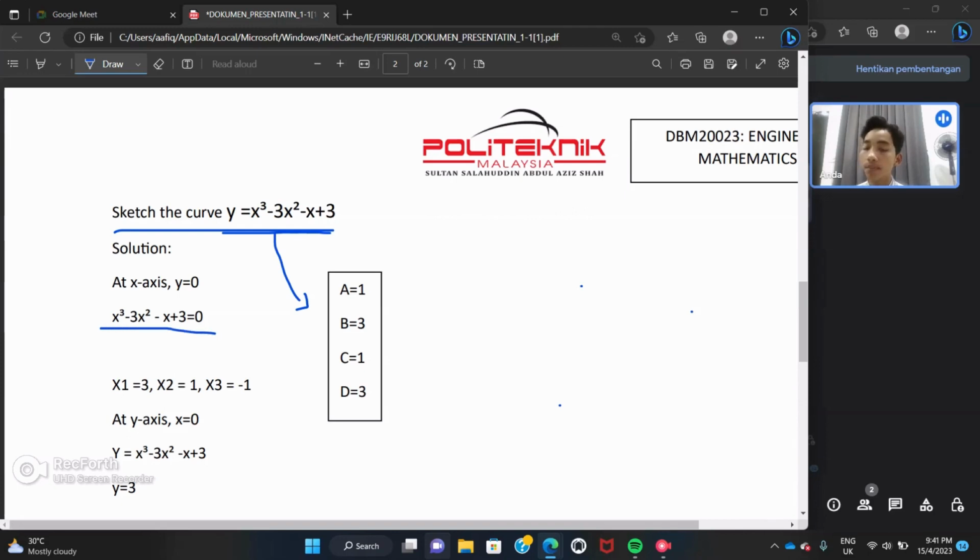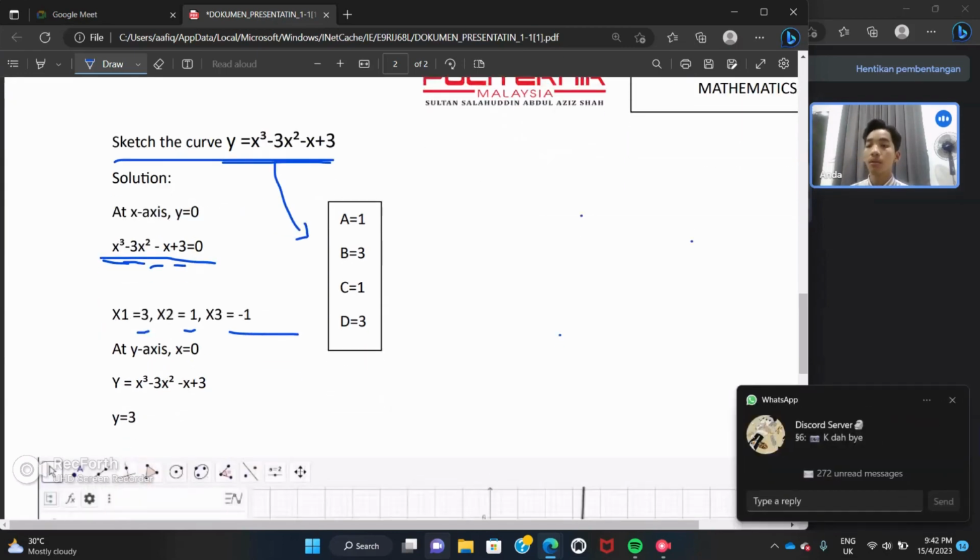For the next step, change this equation to A, B, C, and D just like this. x^3 will become A equals 1, negative 3x^2 will become B equals negative 3, negative x will become C equals negative 1, and 3 will become D equals 3. Click the equals button and you will have x1 is 3, x2 is 1, x3 is negative 1.